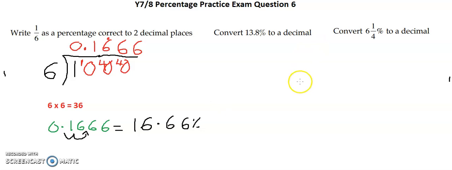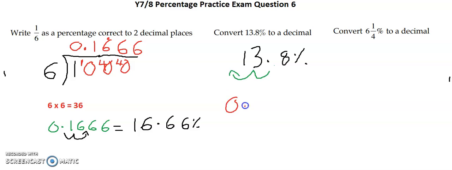Likewise with the next question, it says convert 13.8% to a decimal. Well, because it's a percentage, to get it into a decimal, all we need to do is divide it by 100. And that means we are moving the decimal place over 2 places, and it becomes 0.138. And that is our decimal.